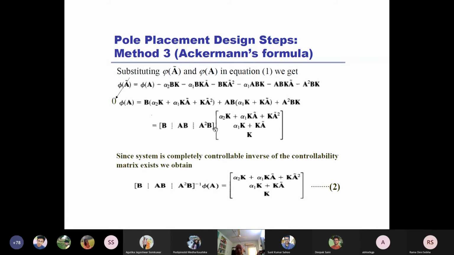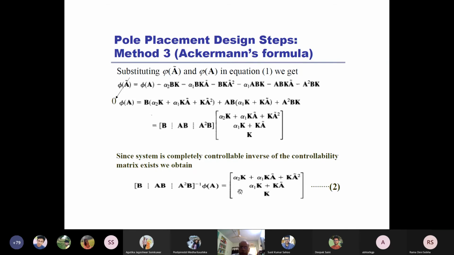Here, this one is the controllability matrix. Since the system is state controllable, the inverse of this controllability matrix will exist. So the inverse of this matrix will give me these equations.